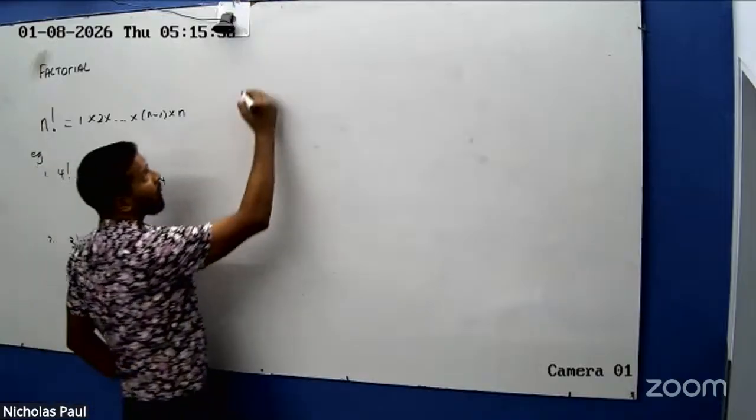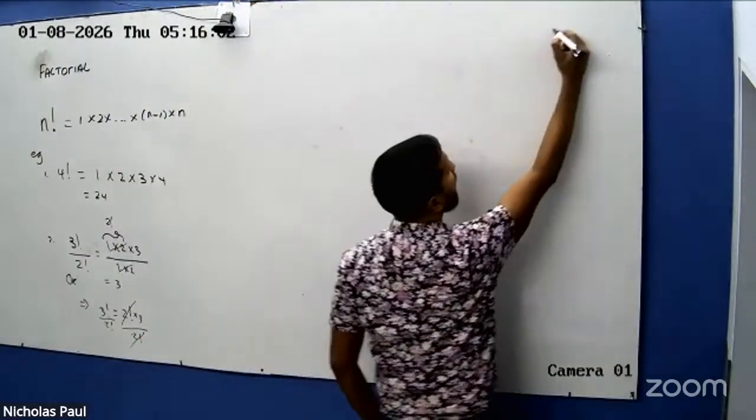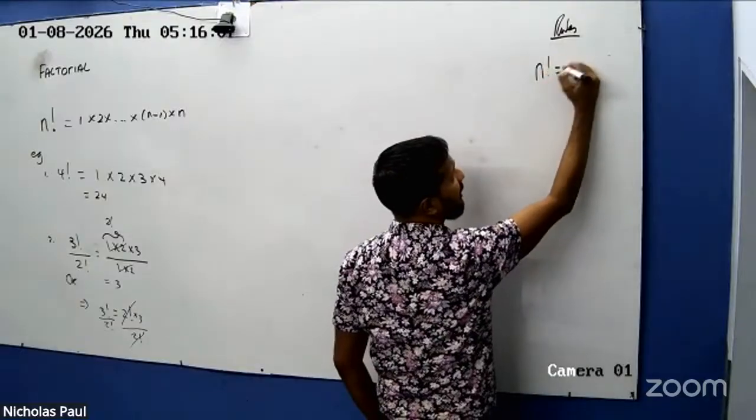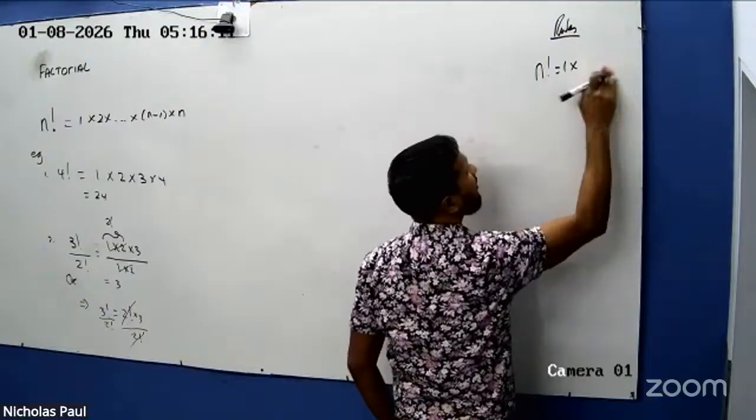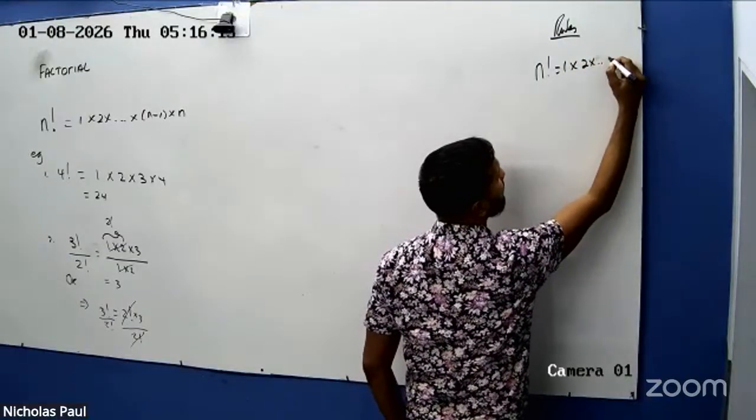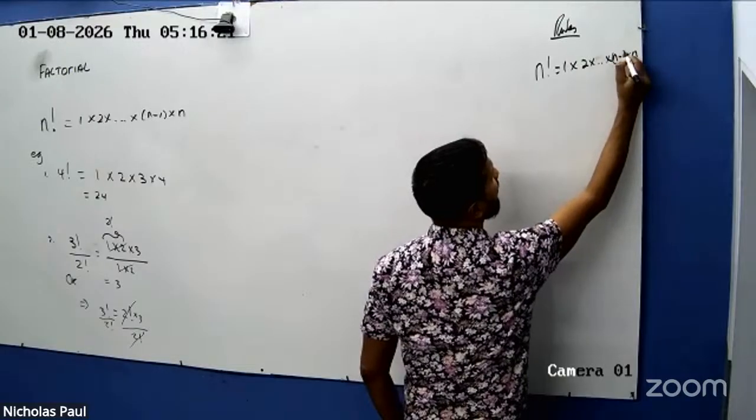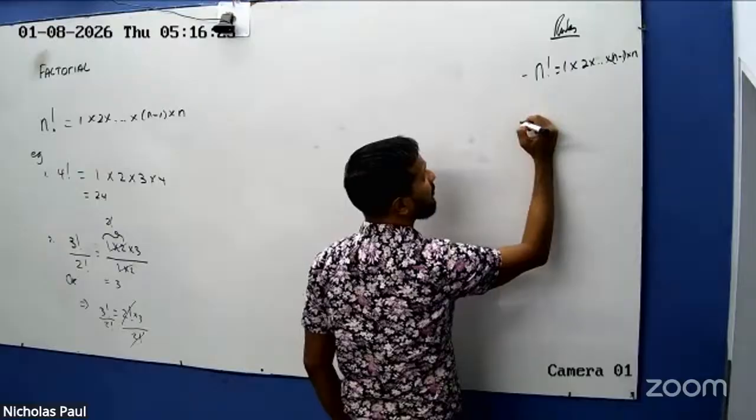All right, so there are a couple of rules that I wanted you to learn. Number 1, you know what n factorial is, right? 1 times 2 times 3, and so on up to n. That's n factorial.